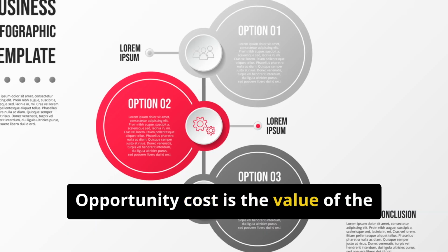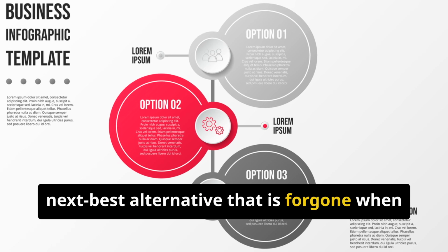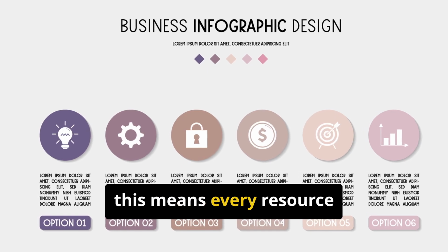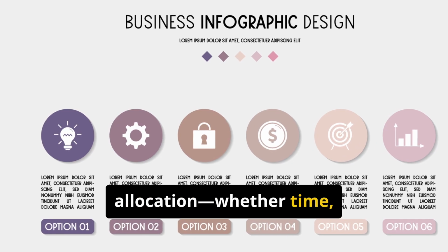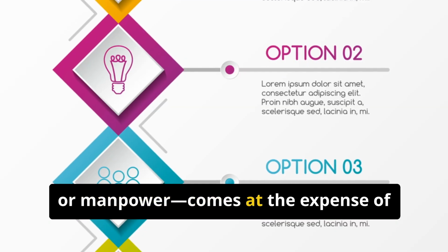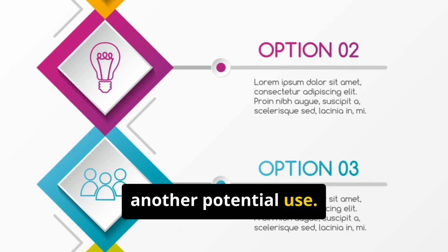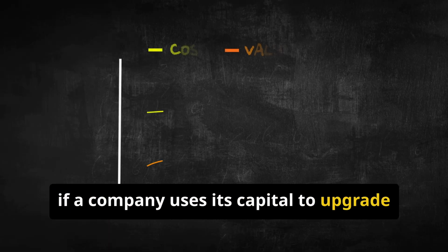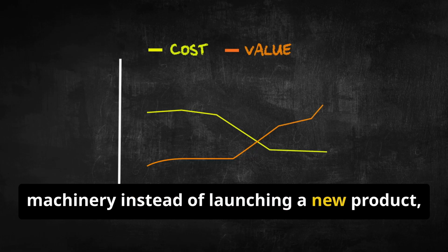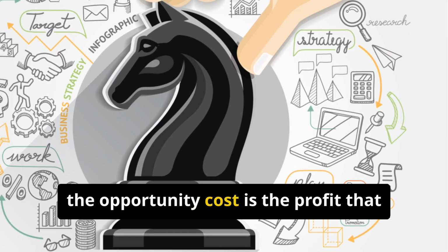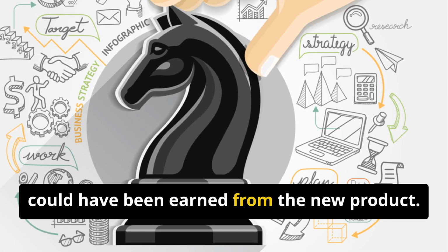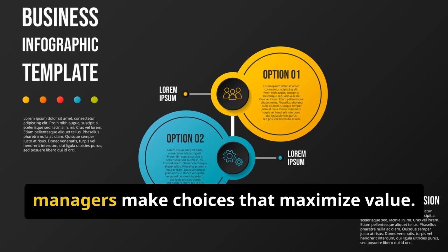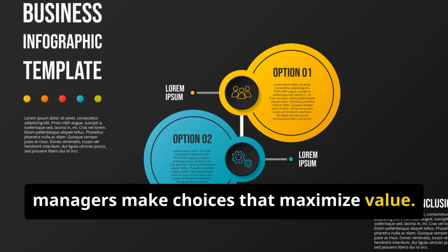Opportunity cost is the value of the next best alternative that is forgone when a decision is made. For managers, this means every resource allocation, whether time, money, or manpower, comes at the expense of another potential use. For example, if a company uses its capital to upgrade machinery instead of launching a new product, the opportunity cost is the profit that could have been earned from the new product. Recognizing opportunity cost helps managers make choices that maximize value.